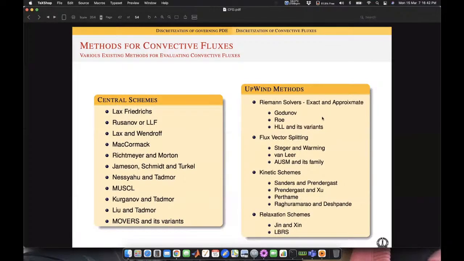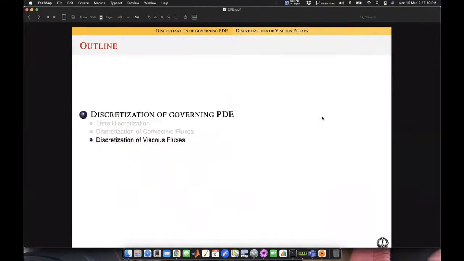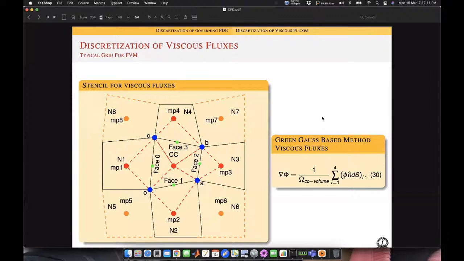I don't want to go into detail of every scheme, because each scheme will take 1 hour of lecture. So you can imagine how much depth you can go into in understanding those schemes. You can take central schemes, which are directionally independent, and upwind schemes, which are directionally dependent, and you can club the schemes to get the fluxes. You use these schemes to get the inviscid fluxes.